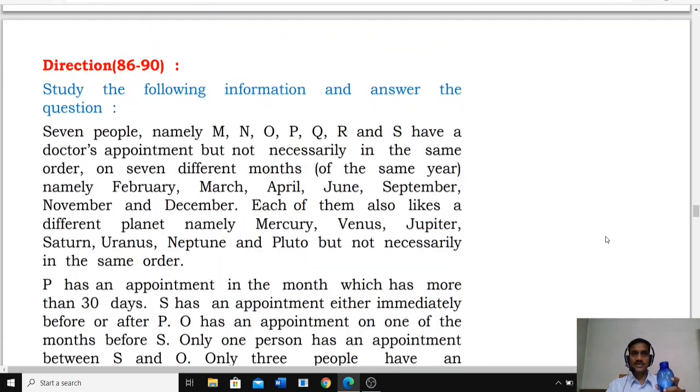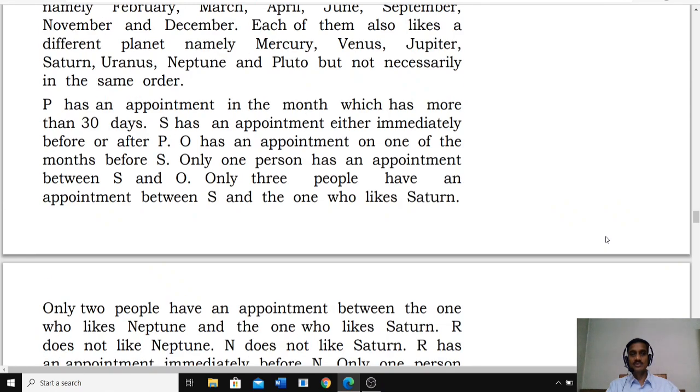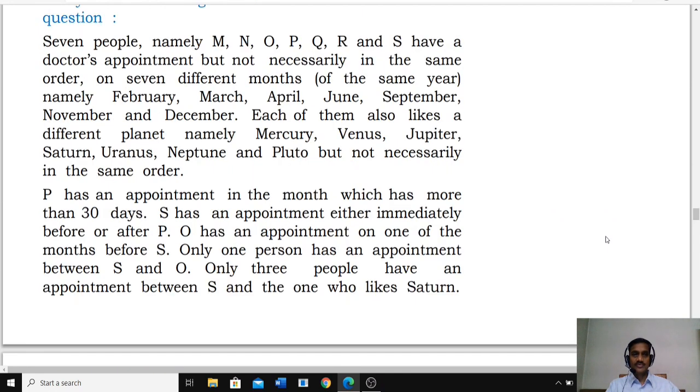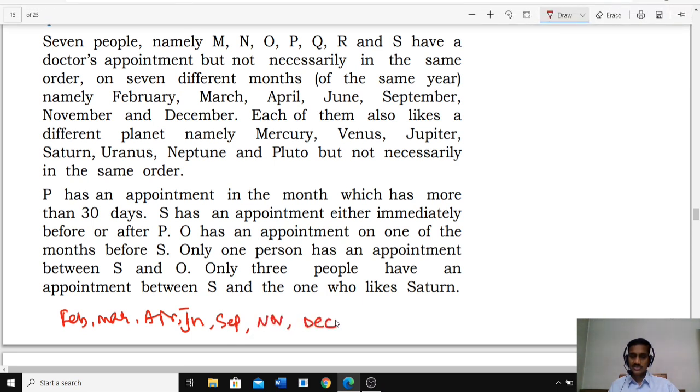Then question numbers 86 to 90. How many people are there? There are 7 people, M, N, O, P, Q, R, S, who have a doctor's appointment but not necessarily in the same order, on 7 different months of the same year. Namely, Feb, March, April, June, September, November and December.